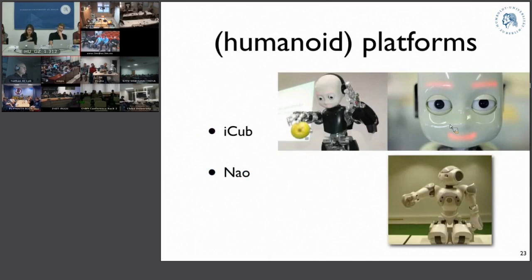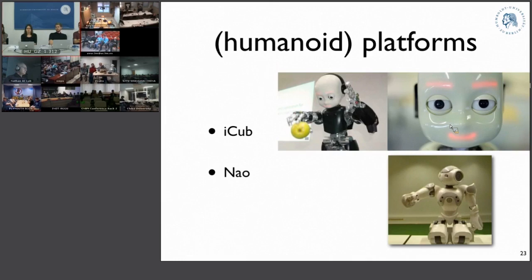I'd also like to show you some platforms that are often used for experiments in developmental robotics. Two of them: we just saw the Infernoid robot from Osaka, Kyoto. And here on the top you see the iCub, which is the main platform used in developmental robotics. And on the bottom, you see the NAO robot, which is also often used for experiments in developmental robotics.